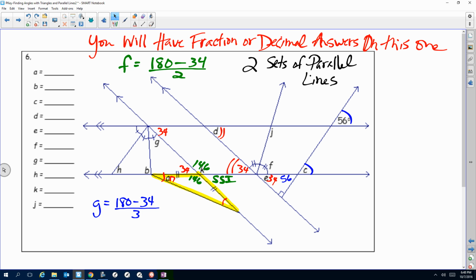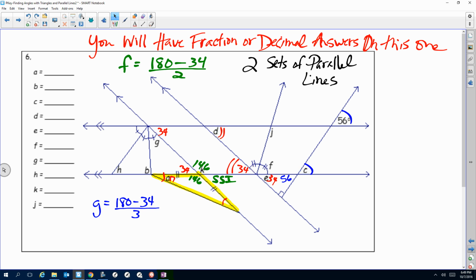And our last one, this one you will have fraction or decimal answers. You have two sets of parallel lines again. I started with 56 and C being corresponding angles. Then C is vertical. Remember, you still want to get the angle even though it's not a letter there. And then I went to my right triangle, and then I used my vertical, and then to make F, because I have these double tick marks, so those two are congruent, I said 34 plus these two together, minus 180 would give me my F.